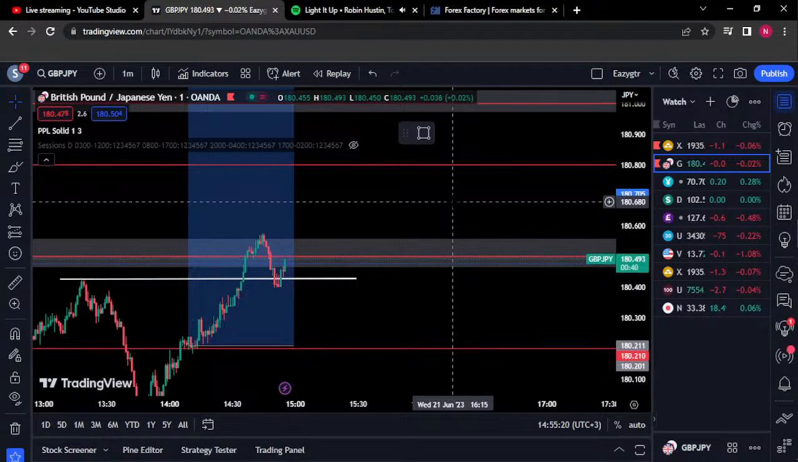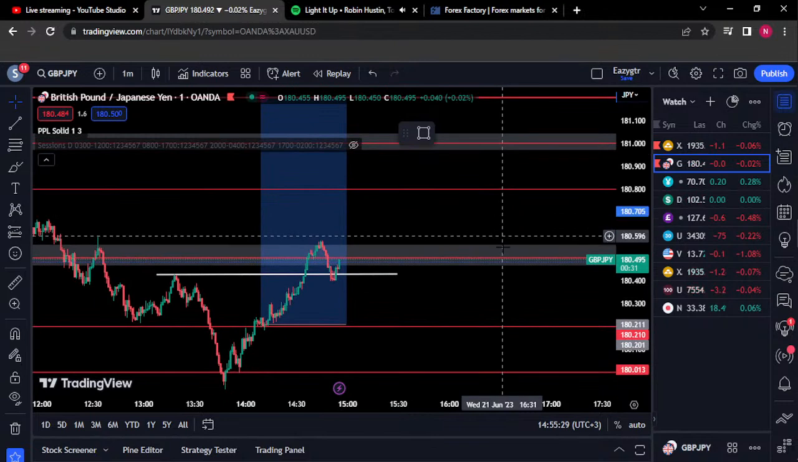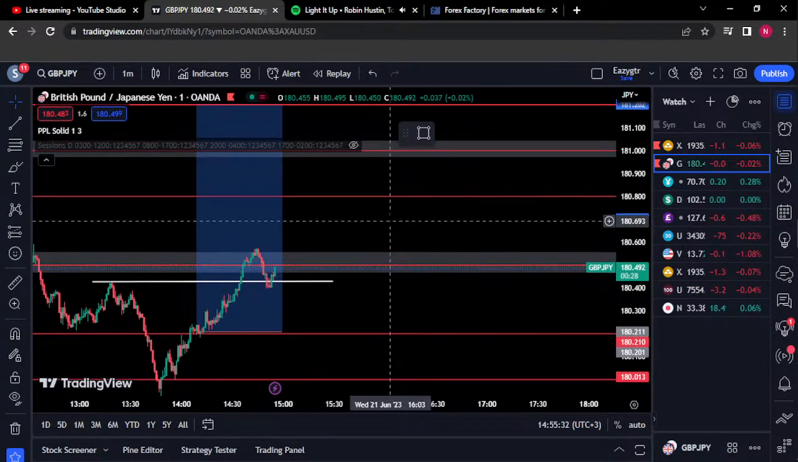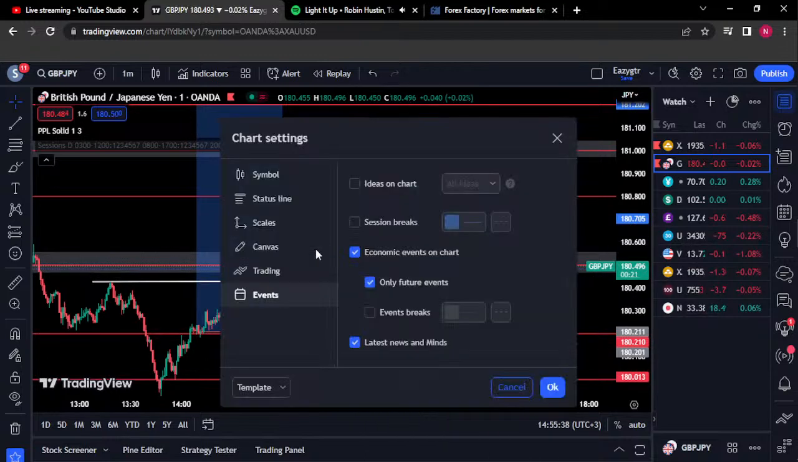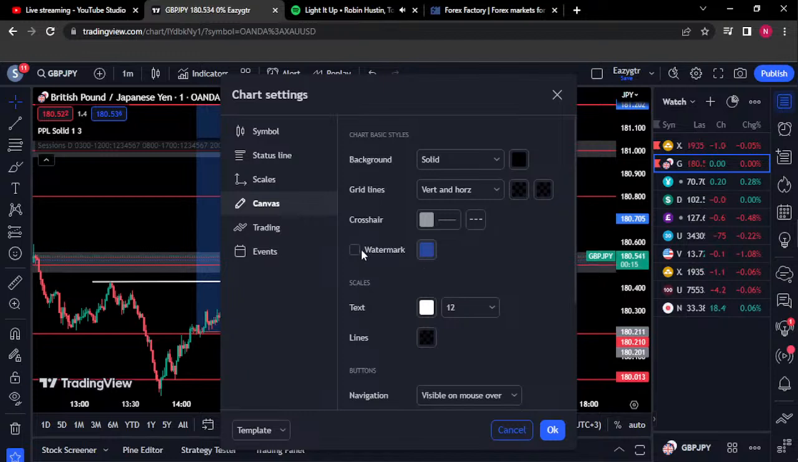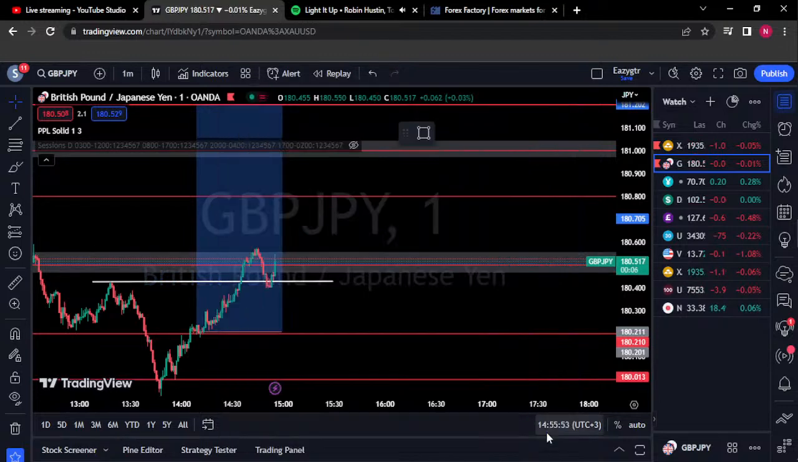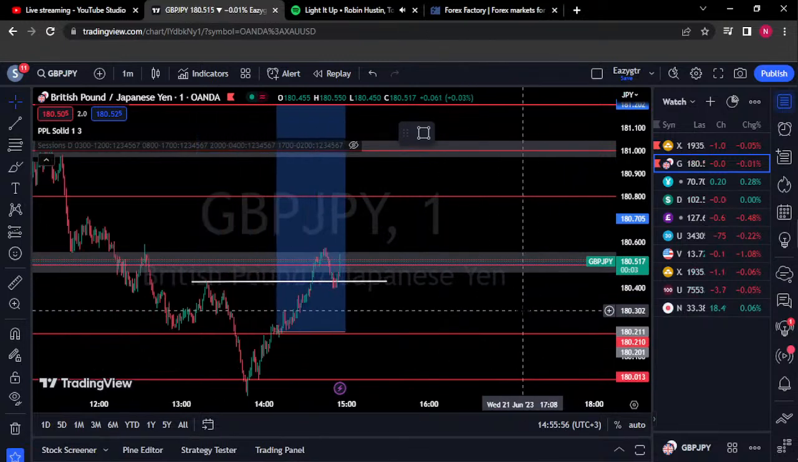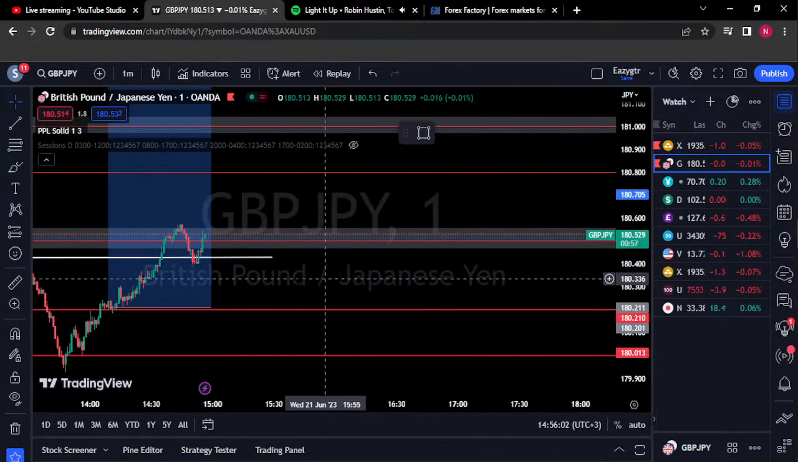So right now this is pound yen here in buys. Let me add a watermark so that people can understand which pair I am trading. So we have a watermark, so you can have it gray. I think this is better. So yeah, this is pound yen on the 1 minute. That's how we got our entries.